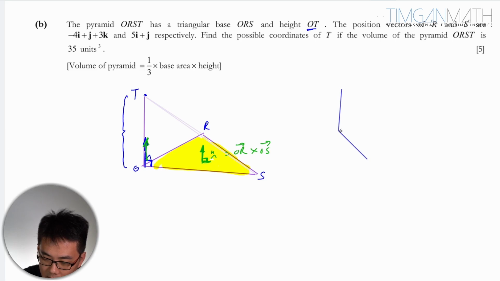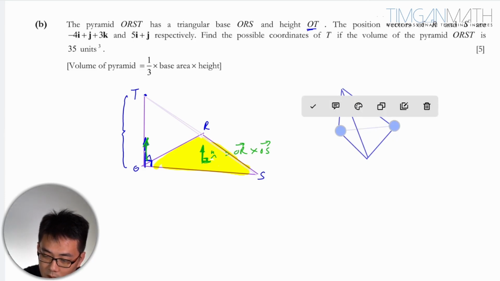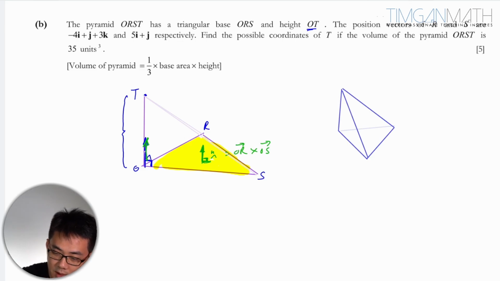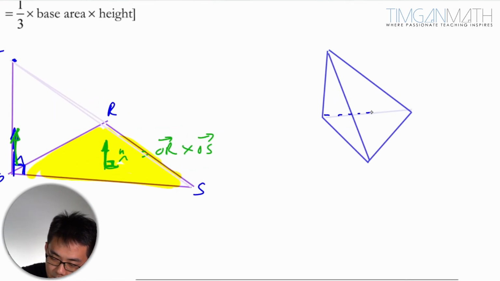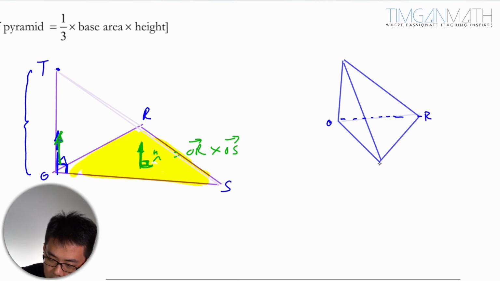So it looks like that. Okay. So where this is, let me just put this as a fainter blue. Maybe I just do this like that. So this is like ORS. This is 90, 90, then this is T here.